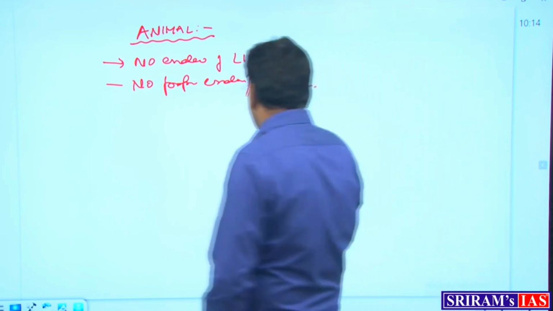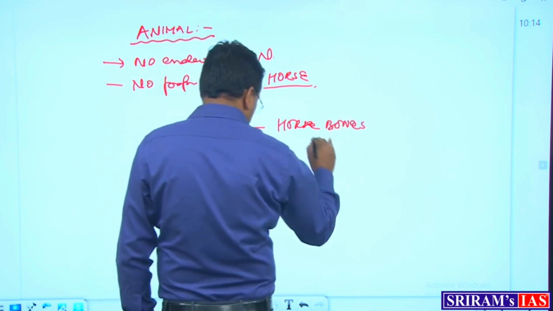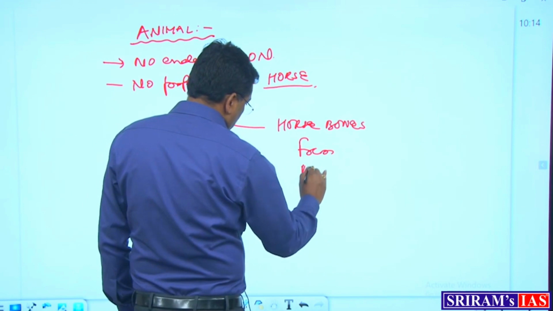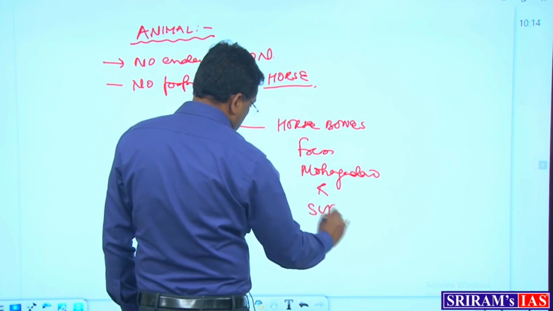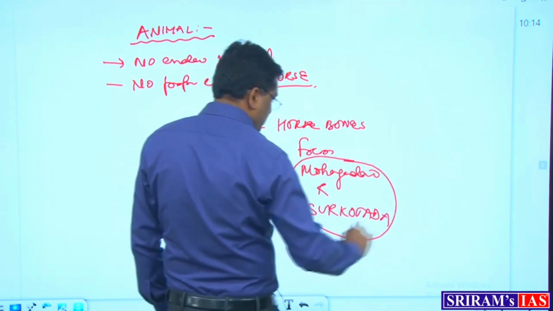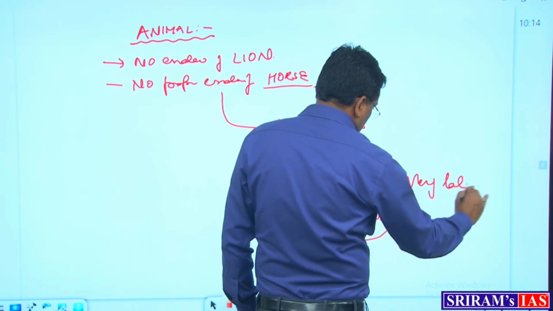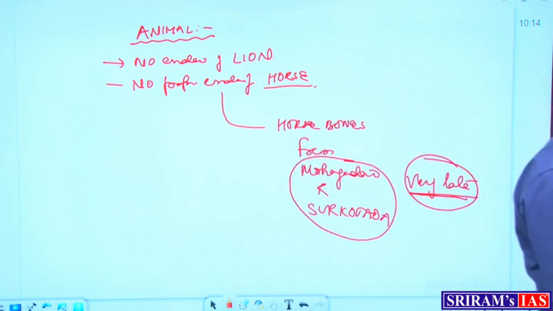We have found horse bones from Mohenjo and Surkotda, but it is very late. So not in the developed phase of the Harappans. It's very late.